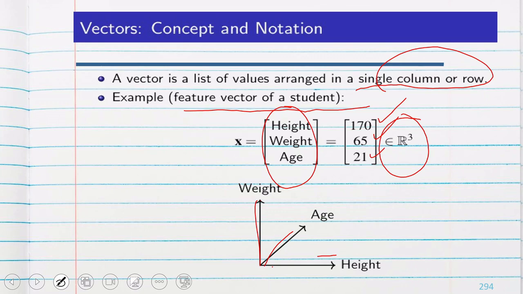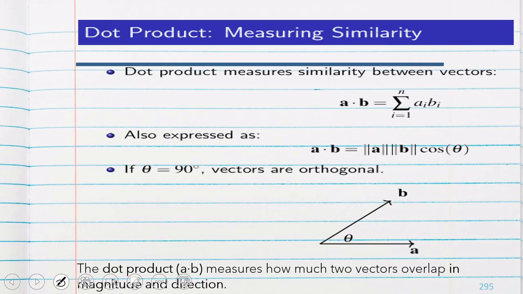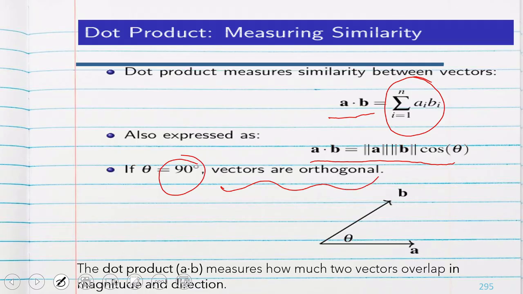Then what is dot product? Dot product represents the similarity between vectors. A dot B is represented as sigma i equal to 1 to n a_i b_i. It is also represented as norm of A into norm of B into cos theta. If theta is 90 degrees, then we can say that the vectors are orthogonal. That is, it will be like this, orthogonal vectors. The dot product measures how much two vectors overlap in magnitude and direction. So dot product is another question.